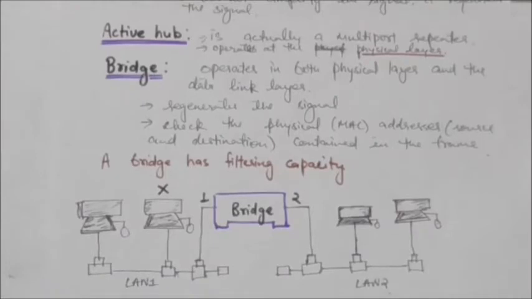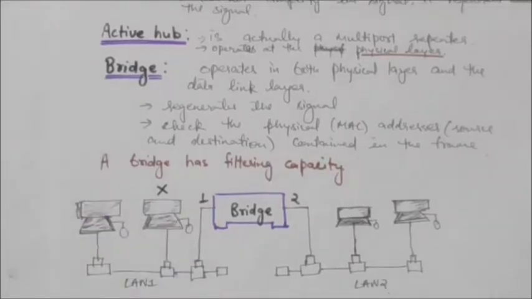Now this device bridge has filtering capacity, right? It can check the destination address of a frame and decide if the frame should be forwarded or dropped. If the frame is to be forwarded, then the decision must specify the port, right? So a bridge has a table that maps addresses to ports, right? It will be clear after this example.